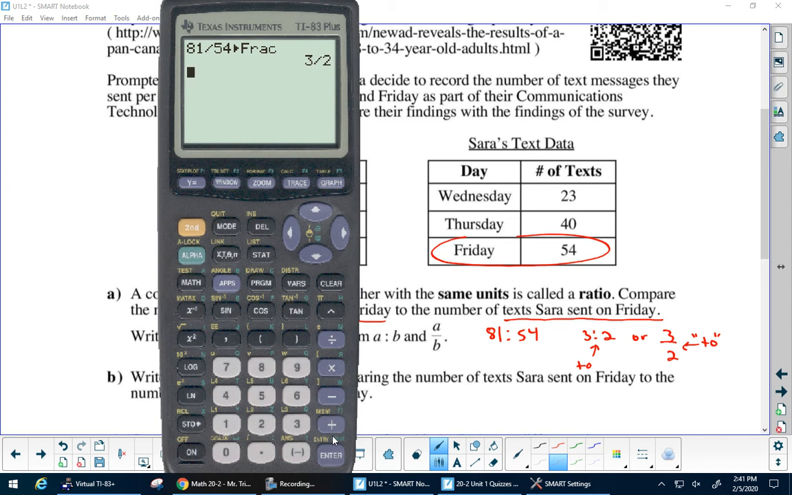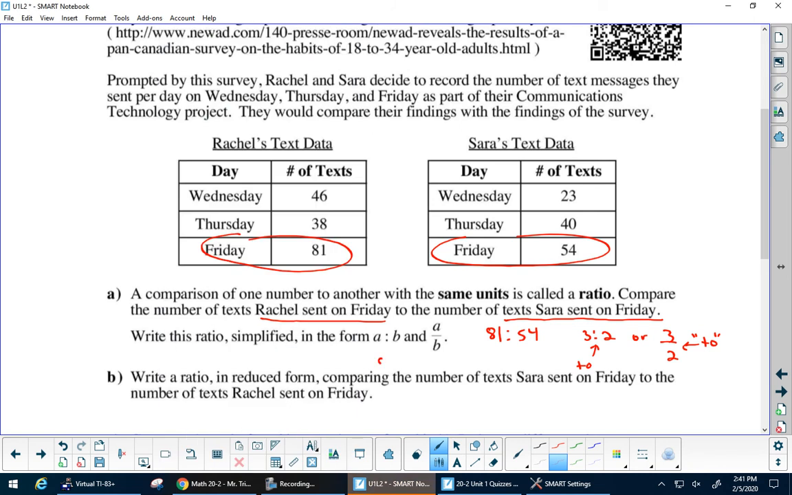So how did I do that? I put in the calc, I put 81 over 54, and then you hit the math button. So I always put rectangles or boxes around anything that's a button on your calculator, and then enter, enter. And that will always reduce your fractions for you. If you hate reducing, that will do it for you. It's like magic.